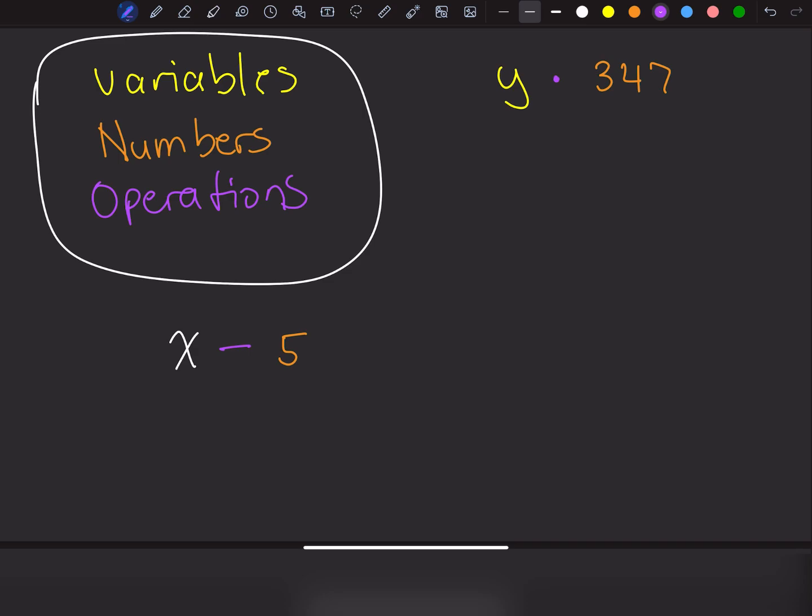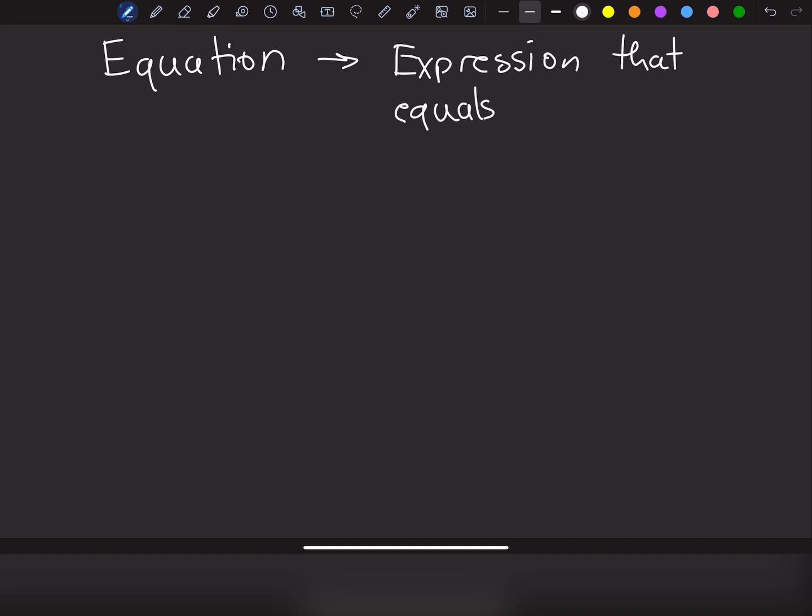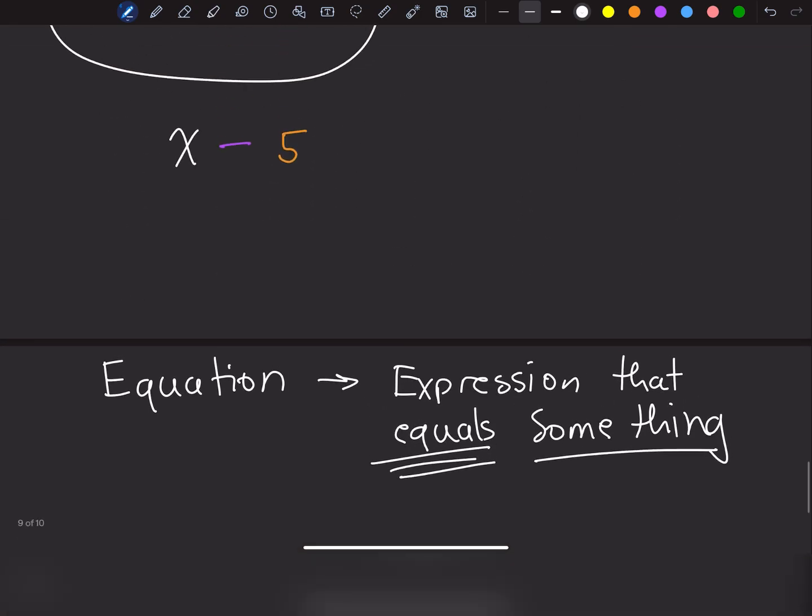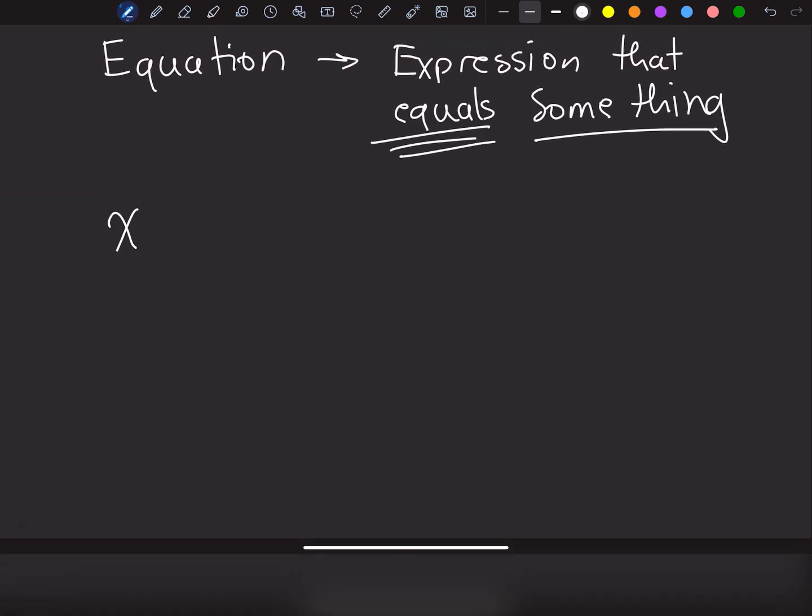Now, what is the difference between an algebraic expression and an algebraic equation? That is a great question. Because an algebraic equation is an expression that equals something. Big emphasis on the word equals, okay? So, let's take that x minus 5 from before. Now, there's nothing we can really do here with this x minus 5, but if we turn it into an equation that equals something, then maybe we can start looking at what that x could be.